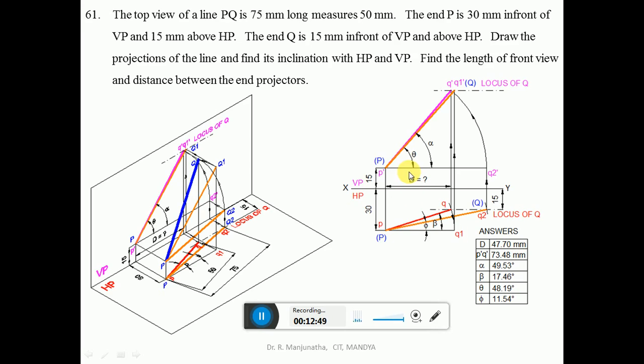So by using the protractor, you measure an angle of true inclination with respect to HP, which is theta, which will be equal to 48.19 when you are doing it in computer. When you are doing it in manual, it will be 48.